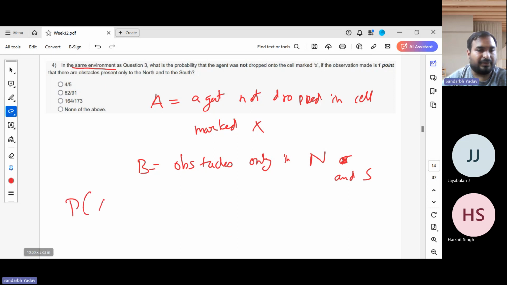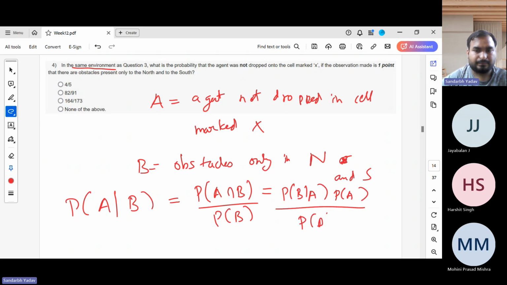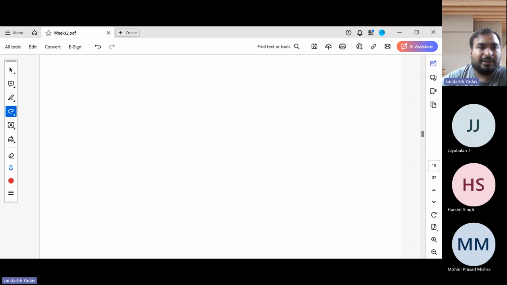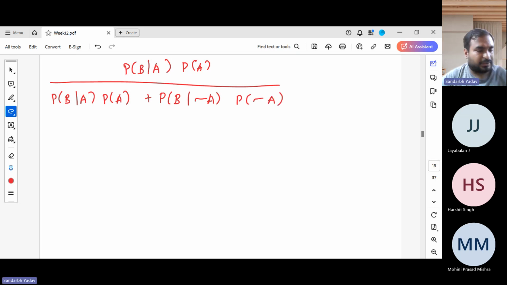So again, same problem, probability of A given B, because this is the observation that you have made. So this is something given to you. Based on this, you have to calculate the probability that the agent was not brought to the cell marked X. So again, we'll use the same base formula, which is probability of A intersection B over probability of B. Then you can write this again as probability of B given A, probability of A, upon probability of B. Okay, so let's do this. So the final formula will be probability of B given A, probability of A, this I am writing for reference, plus probability of B given negation of A, probability of negation of A.